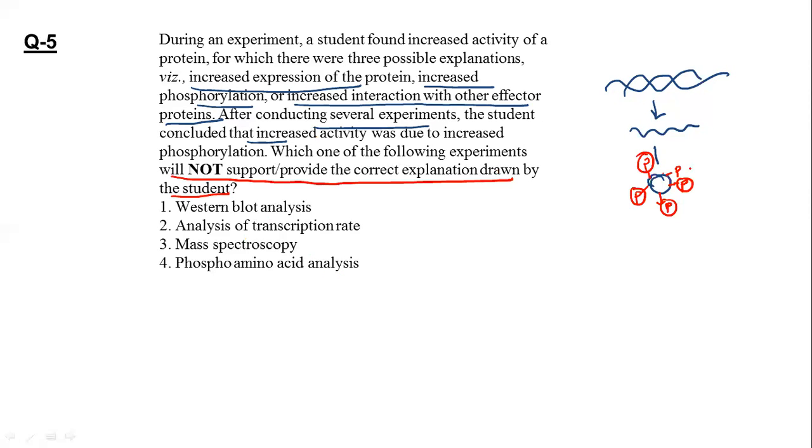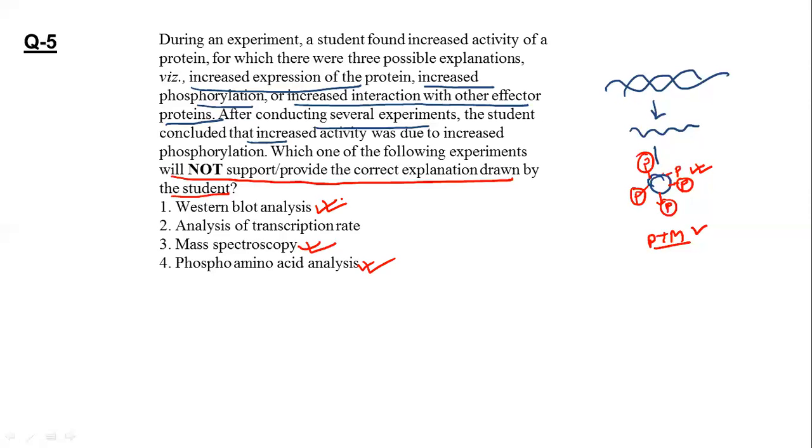Post-translational modifications can be detected by mass spectrometry. Mass spectrometry is used for post-translational modifications like phosphorylation, methylation, and sulfonation, so it can be used. Phosphoamino acid analysis can also be used, because phosphate is actually added. You can do a Western blot also, if the protein has increased activity and is phosphorylated, you can analyze it by Western blot.